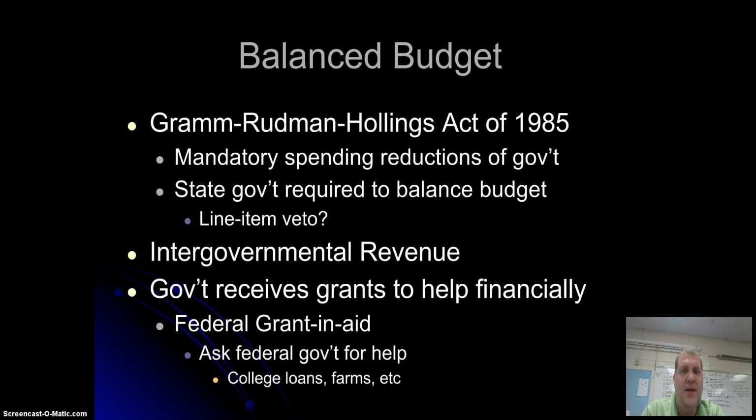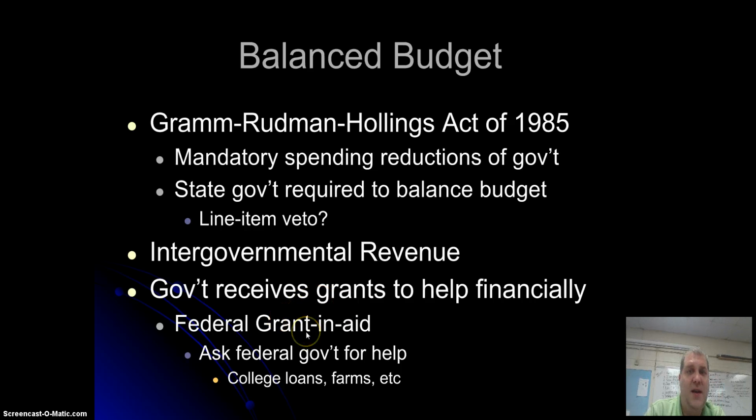Balanced Budget Act, Gramm-Rudman-Hollings Act of 1985. State government is required to balance its budget. So the state government cannot borrow money to operate its day-to-day functions. They can borrow money to purchase new land or new buildings, but they cannot operate unless they have a balanced budget.